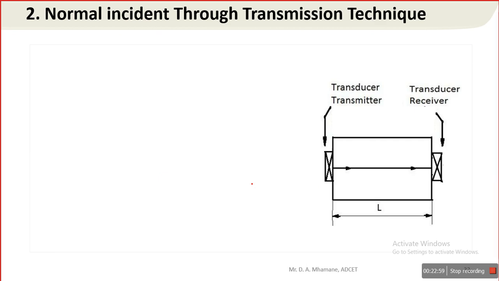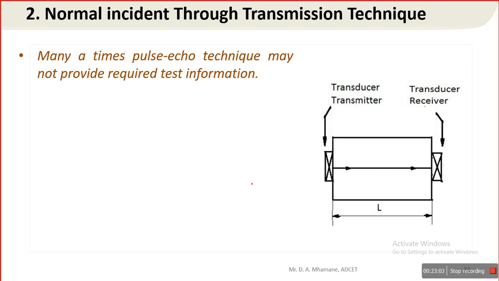The second type is the normal incidence through transmission technique. If you consider this image, this is the transducer which transmits the sound energy, and this is the transducer which receives the ultrasonic energy, and L is the length, or we can say thickness, of the component.